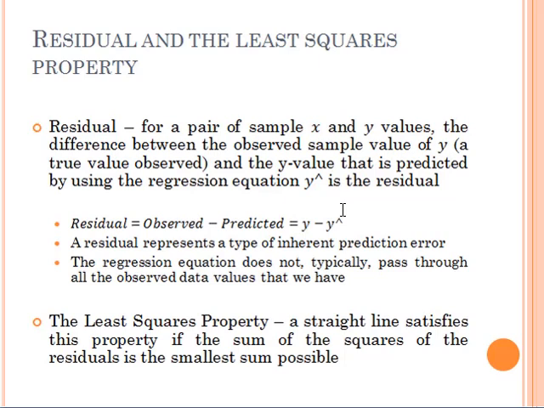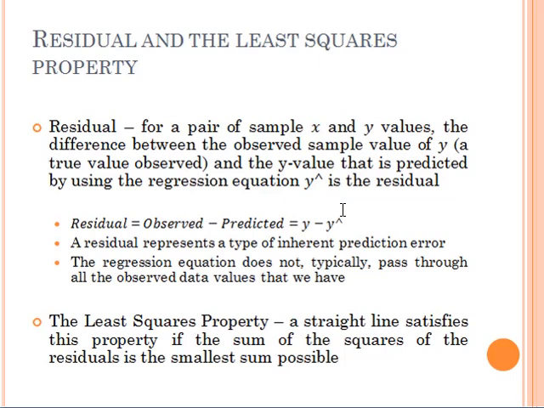The regression equation does not typically pass through all the observed data values that we have. So practically, most of the time it's not possible that the regression equation best fits all the points. There are some points which remain away from the regression line, and that can act as a little bit of error in the prediction.